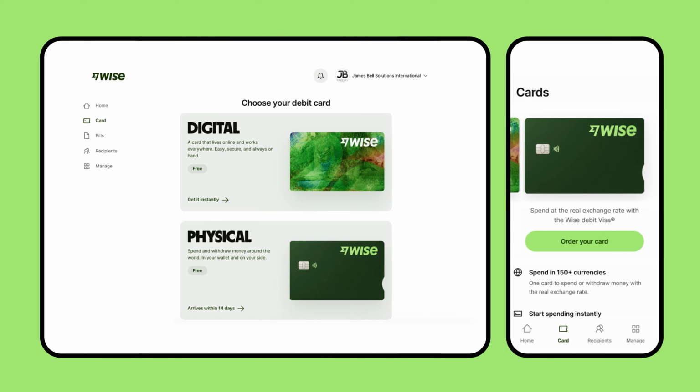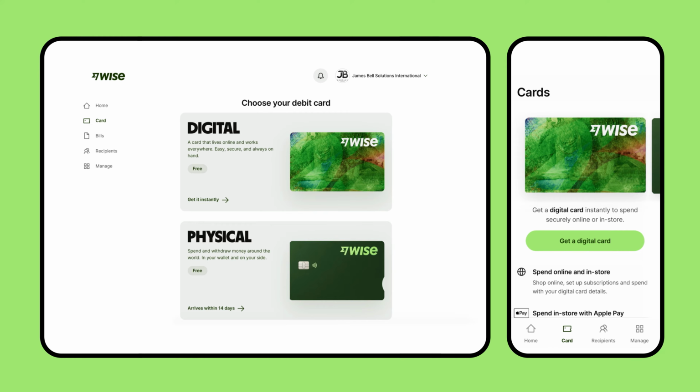With Wise, you can also get multiple cards and even get digital cards, so you and your employees can manage your cash flow on the go. Only a low one-time fee separates you from spending with the Wise Business Debit Card.